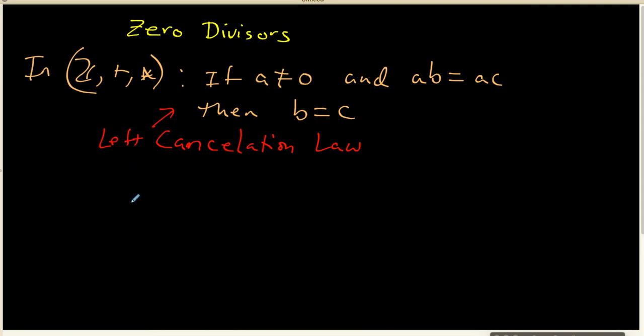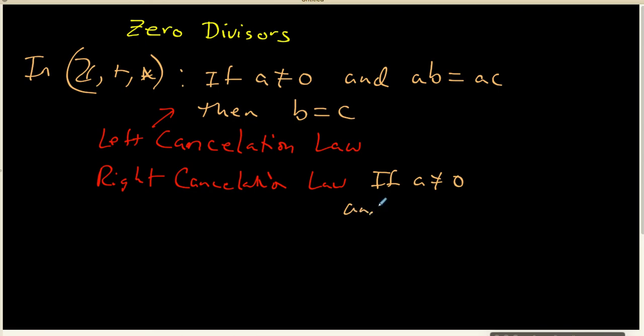There is a similar right cancellation law inside the integers. The right cancellation law for the ring of integers would say that if a is not equal to 0 and b times a is equal to c times a, then we know that b and c are exactly the same thing. And I'm going to call this fact 1.